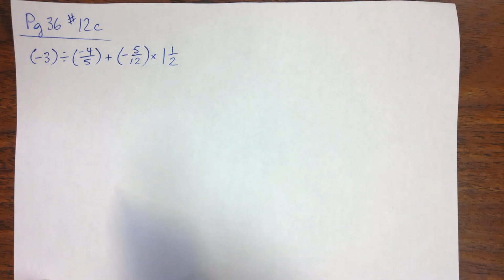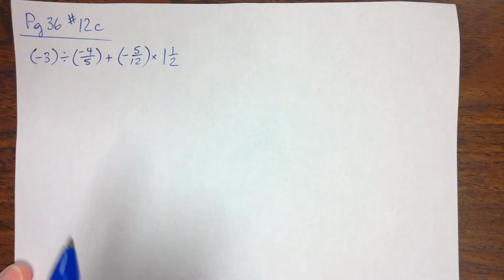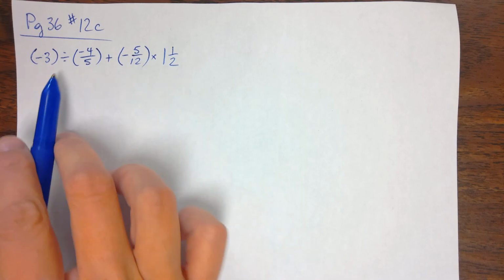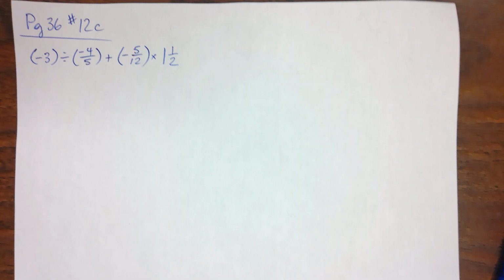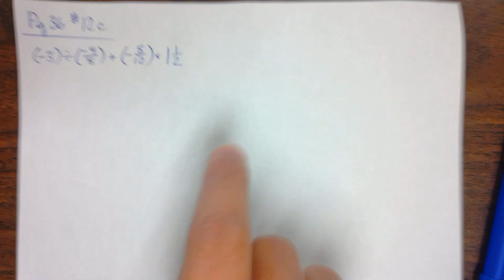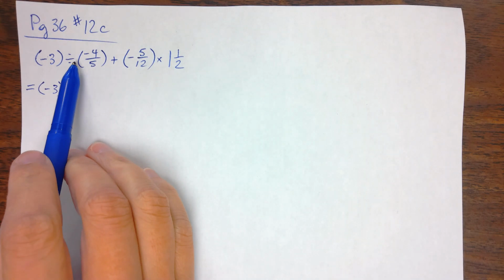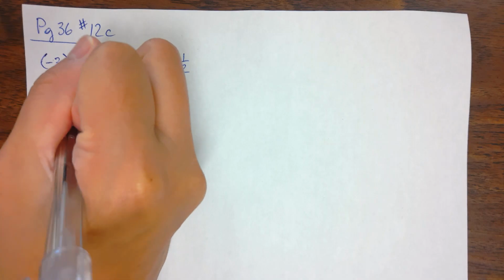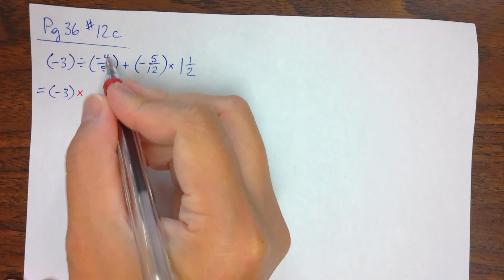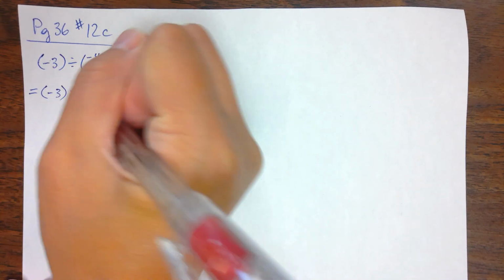Okay, so let's take out page 36, number 12C, BitMass on rational numbers. So first up, I'm going to do this part. So -3. Since I'm dividing a fraction, remember the KCF, I have to keep the first, change the sign, and then flip the second fraction.